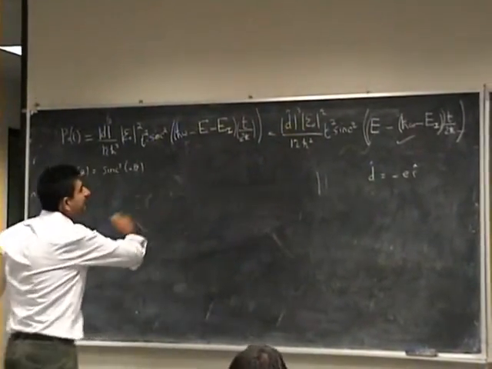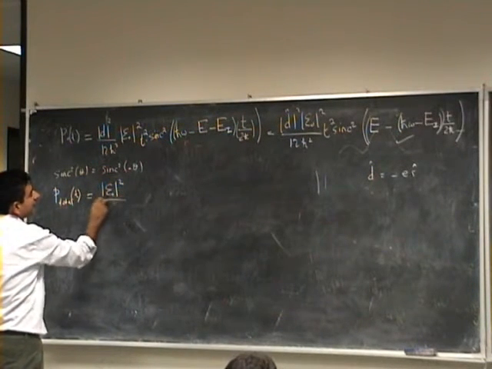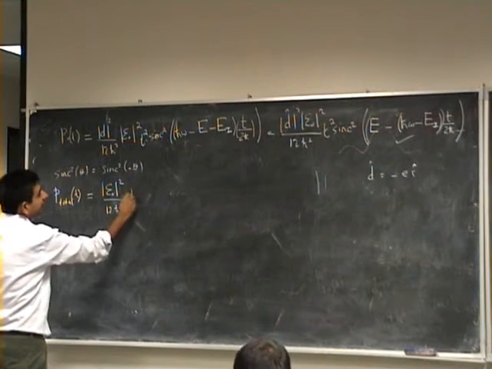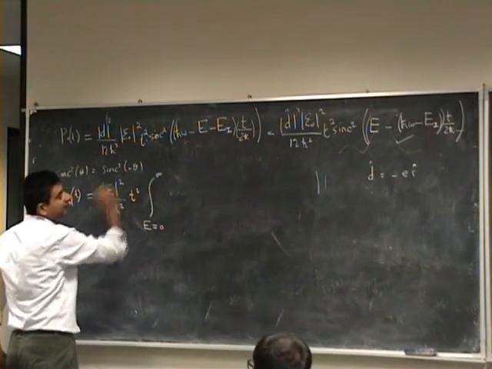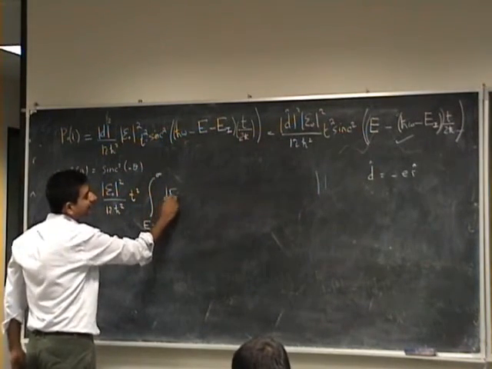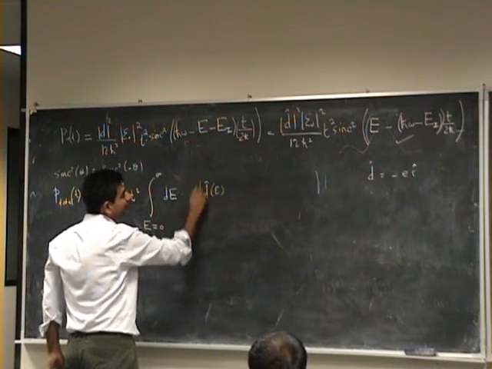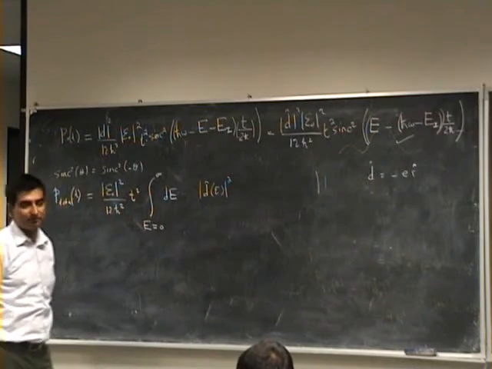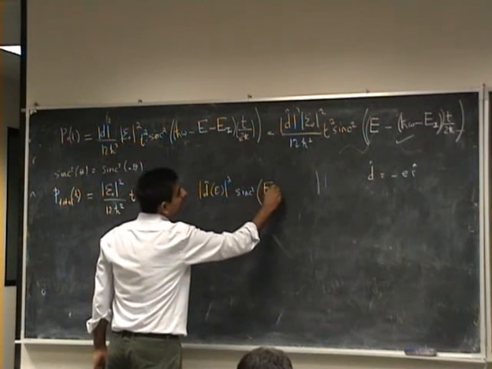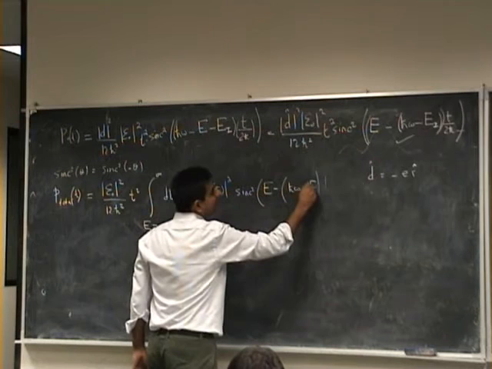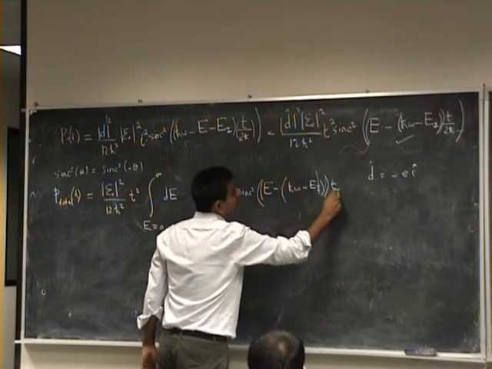Okay, so I can replace all of these terms. I can find the total probability in the following form: E squared over 12 h bar squared, T squared, integral with energy E going from 0 to infinity, dE, modulus of small d, which is a function of E, squared, times sinc squared of (E minus h bar omega minus E_I), all of this multiplied by T over 2 h bar.